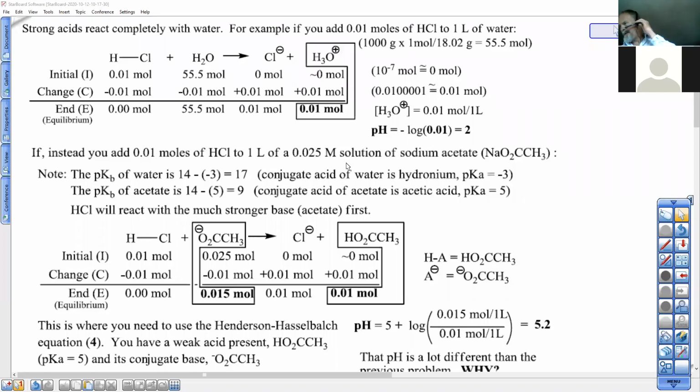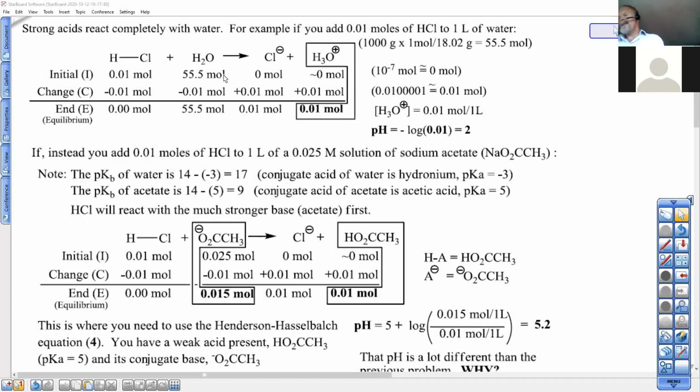Welcome back and continuing our discussion of buffers. I'm going to illustrate with two examples, one where there's no buffer present. I'm adding an acid to water and the pH will plummet. Normal water has a pH close to 7. And in this problem, we're going to prove that the pH goes down all the way to 2.